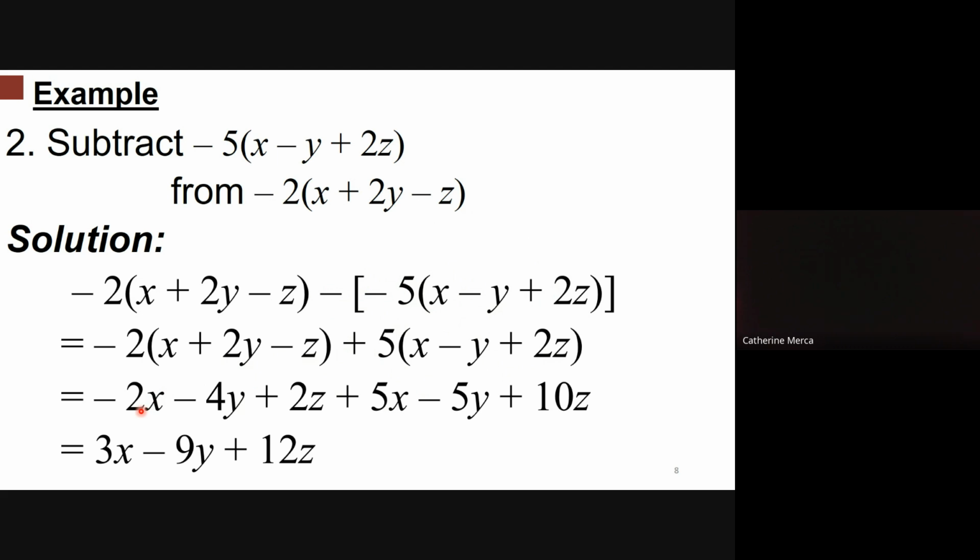This is minus 2x. When you multiply here, you get negative 4y and plus 2z. Then 5x minus 5y plus 2z, but you have 5, so 5 times 2 gives 10z. Then combining terms, minus 2x and 5x give positive 3x. Minus 4y and minus 5y give minus 9y. And 2z plus 10z is equal to 12z, as computed earlier.